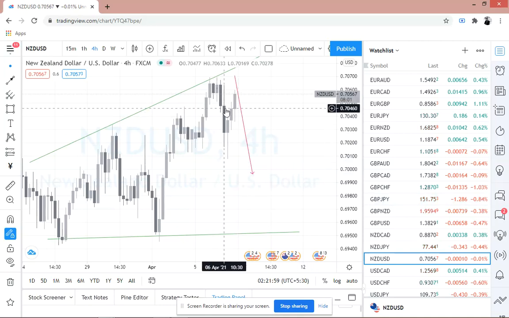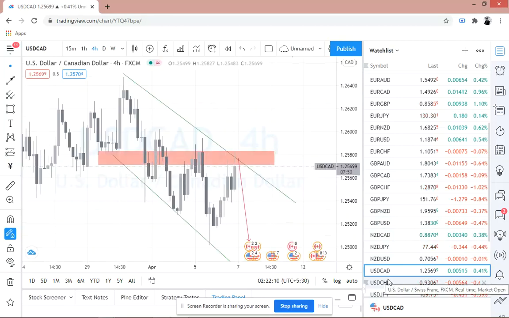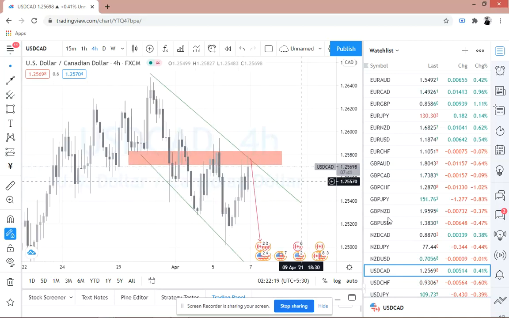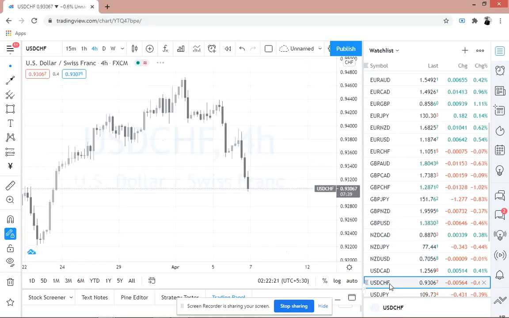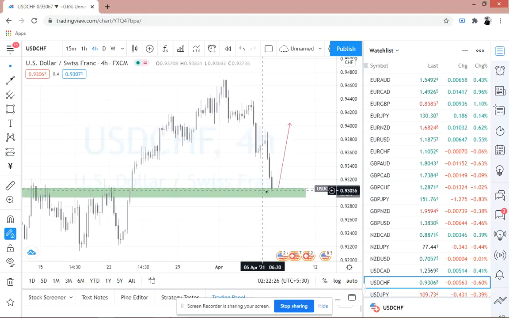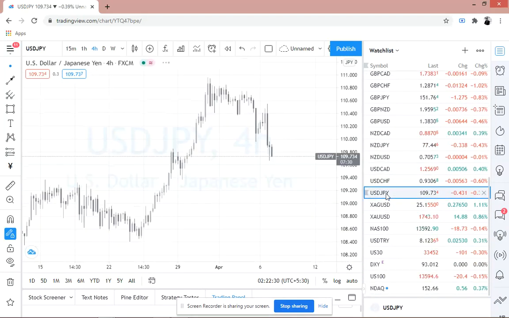NZD USD, the buyers are still in control of the market. Maybe the buyers will go up a little while on rejection, or maybe complete resistance before it starts selling. USD CAD, now rejection from sellers. The next candle should be red. If the next candle is red, sell immediately. So here's the CHF, rejection from buyers. If the next candle is green, buy. Here's the JPY.